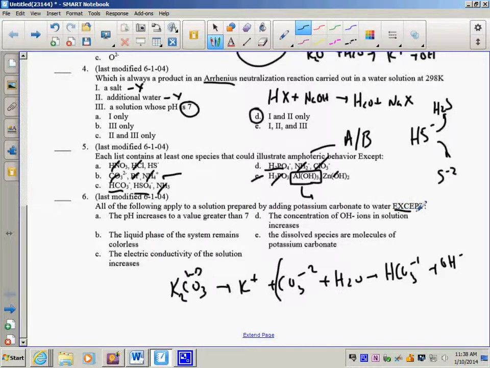So one is going to be false. The pH increases to a value greater than 7. Yes, it's basic. The liquid phase, the system remains colorless. Yes, this stuff dissolves colorless. Almost everything dissolves colorless. The electric conductivity of the solution increases. Yes, having ions present definitely will increase the conductivity. The concentration of hydroxide ions in the solution increases. Yes, because we're getting basic. The dissolved species are molecules of potassium carbonate. No, they're not molecules. They don't stay together. They're ions of potassium and carbonate, and we also have some of these guys as well. This is the one that is incorrect, therefore it is the answer.